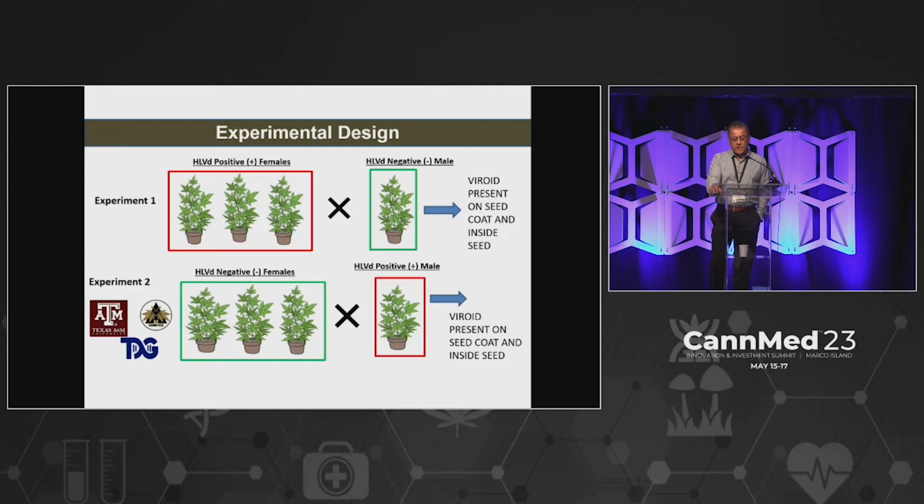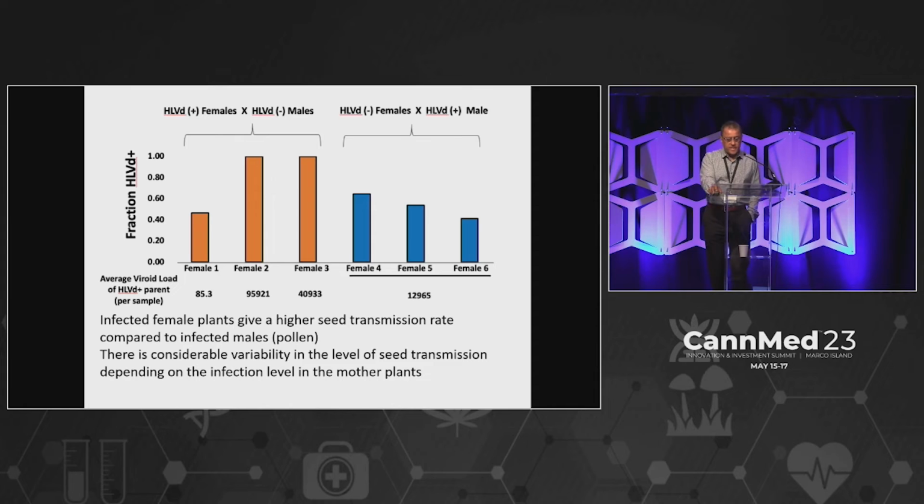So this is data that we got from Toomey Genomics, where they made crosses between plants that were positive for Hop Latent Viroid and male plants that were negative for Hop Latent Viroid, and they did the opposite cross as well, where they took female plants that were negative for Hop Latent and crossed them with male plants that were positive. And what they found when you do these crosses is that you can find the viroid in the seed, and on the seed coat as well. So here's the data that they shared with me.